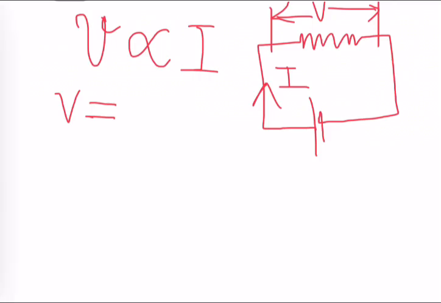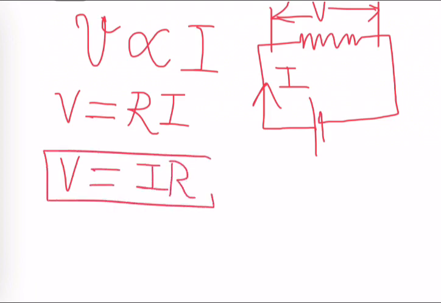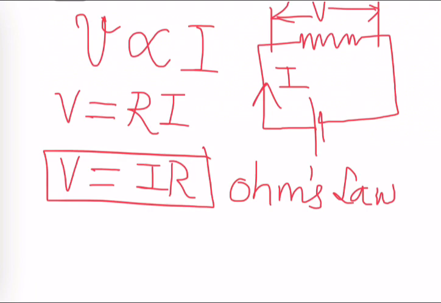You have to multiply by a constant. V is equal to R, where R is the constant called the resistance of the wire, the resistance offered by the wire to the flow of the current. So this is the mathematical form of which law? Ohm's law. This is the mathematical form of Ohm's law.